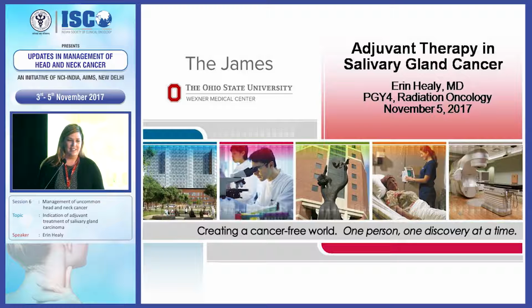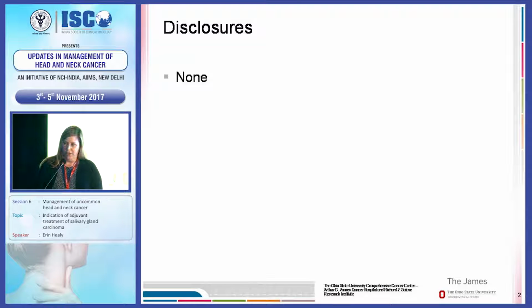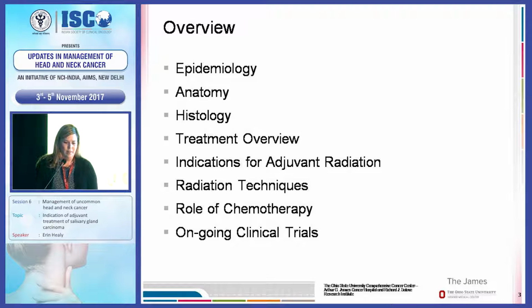In the next 15 minutes, I'm going to attempt to cover adjuvant therapy for salivary gland tumors, and I'll try to stay focused on the adjuvant therapy for the sake of time. I have no disclosures. This is a brief outline of my talk. I'd like to first outline some epidemiology, then I'll talk about anatomy, histology and why that's important, an overview of the treatment for salivary gland tumors, and then indications for radiation. And I'll go into some radiation techniques, and I'll attempt to address the role of chemotherapy, and then some ongoing clinical trials.